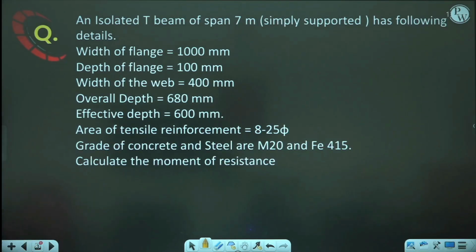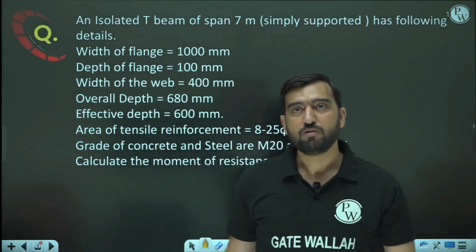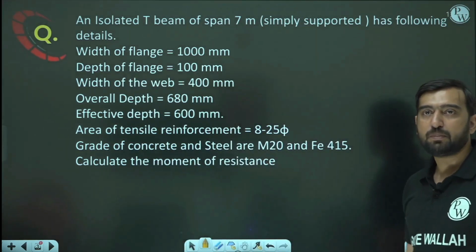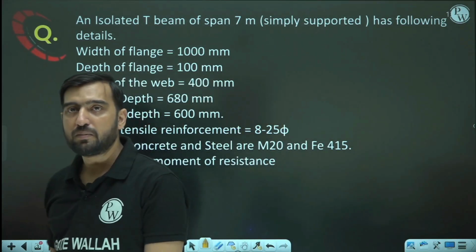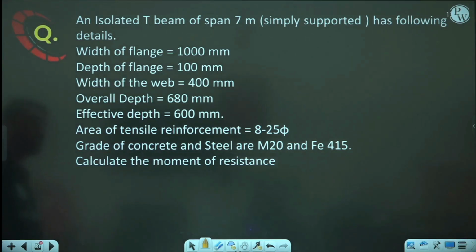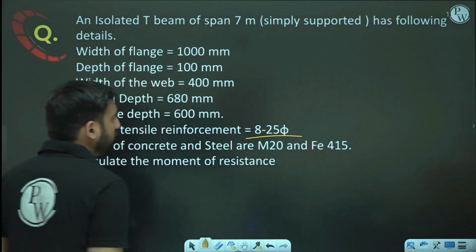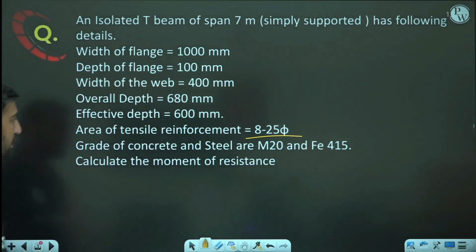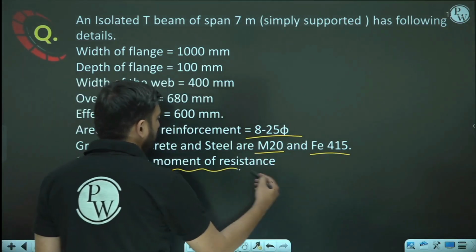Next question, dear. An isolated T-beam of span 7 meter, which is simply supported, has the following details: width of the flange is given to you 1 meter or 1000 mm, depth of the flange is 100 mm, width of the web or rib is 400 mm, and overall depth is given to you, it is 680 mm, effective depth is 600 mm, area of tensile reinforcement, there are 8 bars of 25 mm steel, grades are M20 and Fe415. So you have to calculate the moment of resistance.